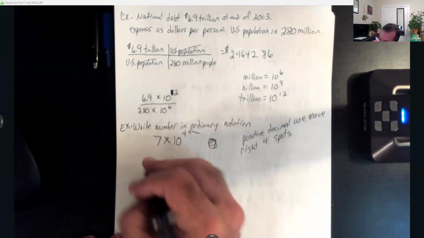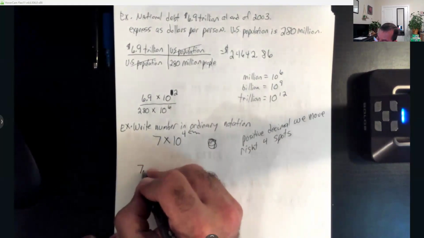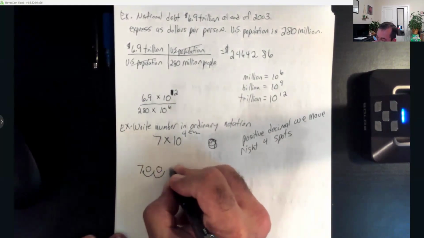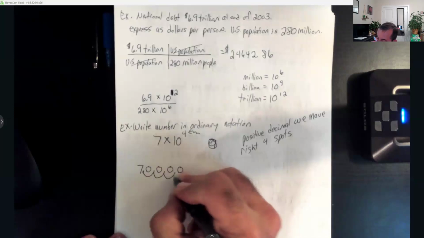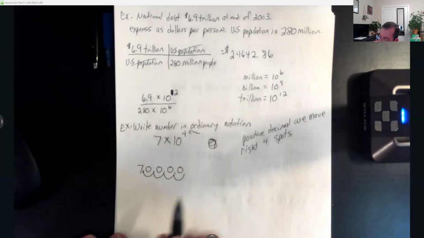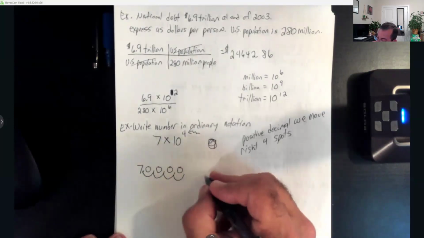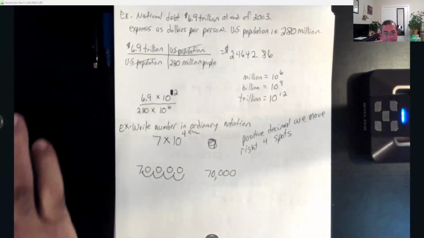Well, let me get more room here. So if I got my 7 and the decimal behind it, I need to move 4 times. So add a 0, that's once. Add a 0, that's twice. Add a 0, that's 3 times. Add another 0, that's 4. So y'all, the decimal's now at the end, and that ended up being 70,000.